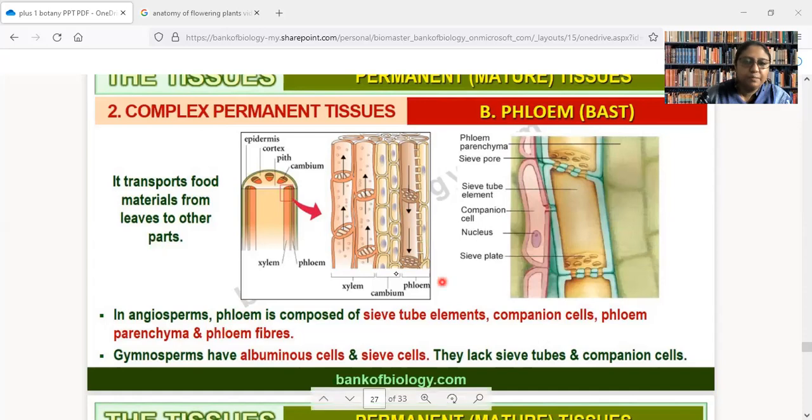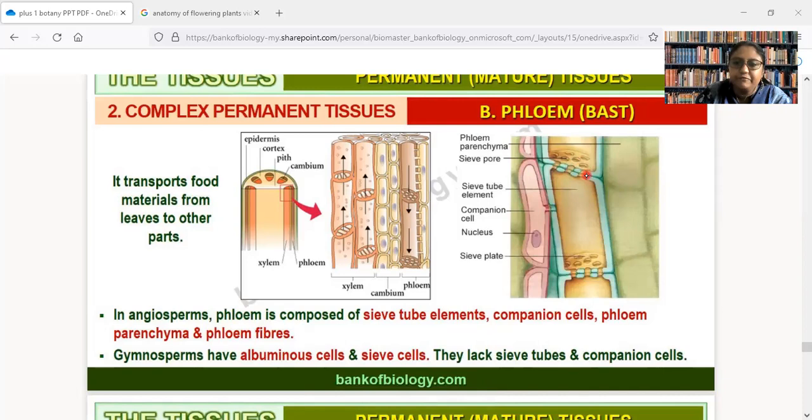Okay, so let us have a look into the components of phloem. You can see that these are sieve cells, these blue colored margin cells. Why are they called sieve cells? Because their margin has a sieve-like structure. Sieve means छन्नी. Just like a छन्नी has holes, same here. So you can see sieve pores present over here.